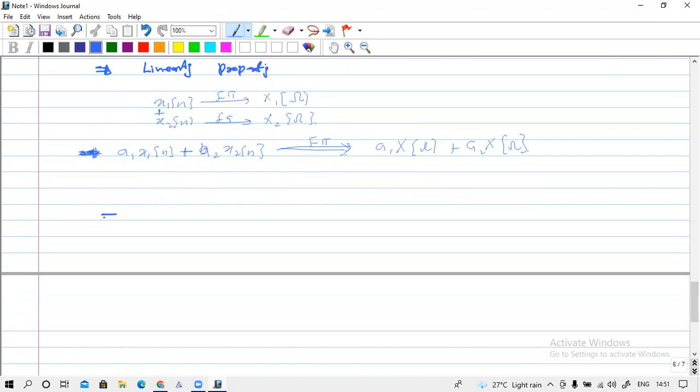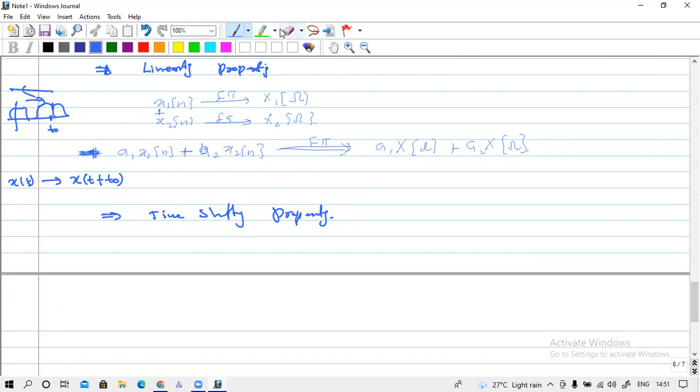Time shifting property. In the time shifting property, you already know that time shifting means we are shifting times. If we have x(t) and we time shift it by t naught, the signal will shift this way. If this is plus, it will shift the other way.